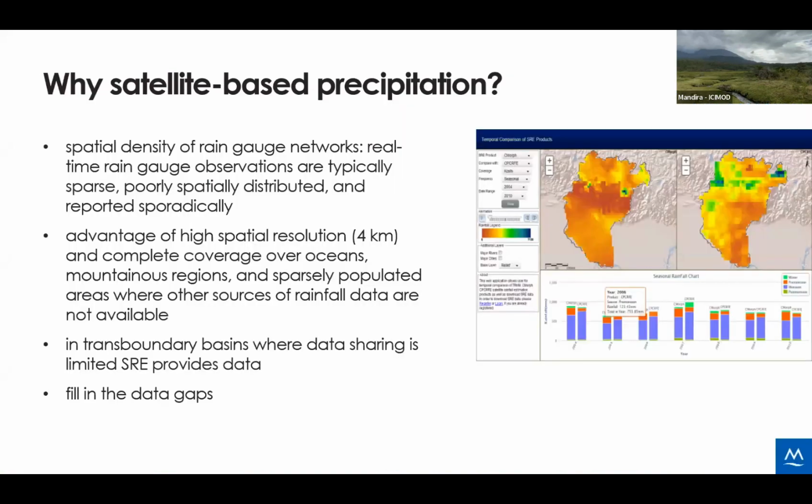So the question again, I have explained it already, but why satellite-based precipitation? It's primarily because of the weak density of rain gauges that we have. When you use satellite-based precipitation, it has high spatial resolution, so it's not point data like a particular gauge. It has very wide coverage and is available in very remote areas too. So this provides a good opportunity for understanding what's happening. Plus, in transboundary basins that are sensitive and shared across borders, data becomes difficult to share, so this provides an opportunity for filling in the data gaps.